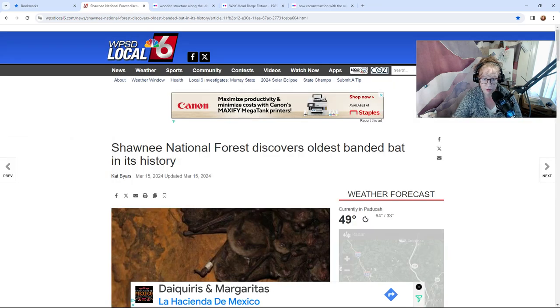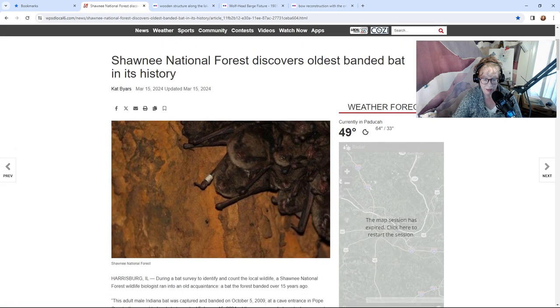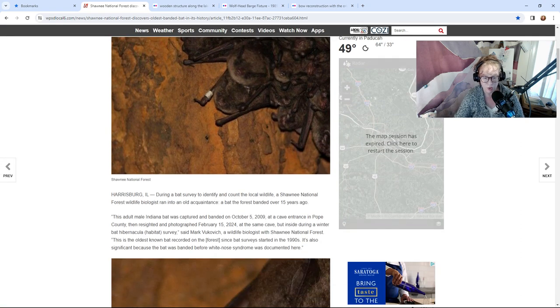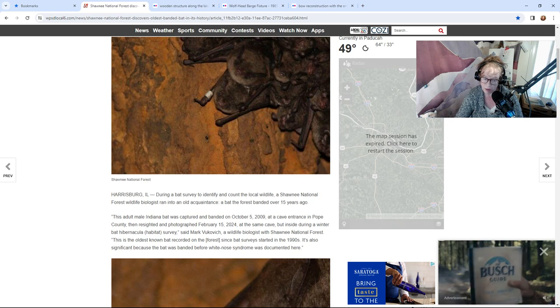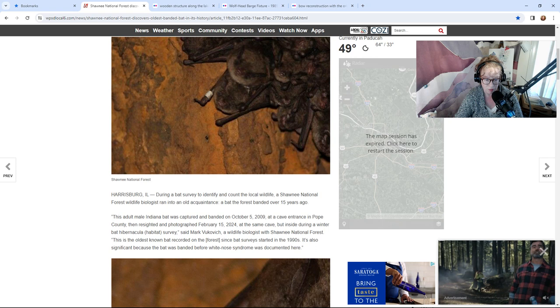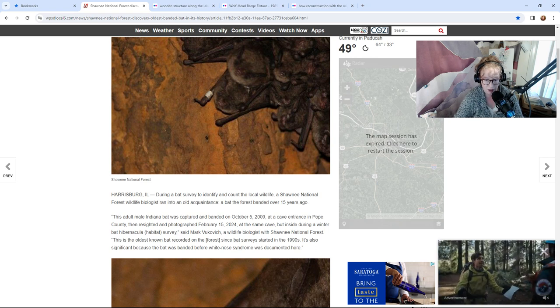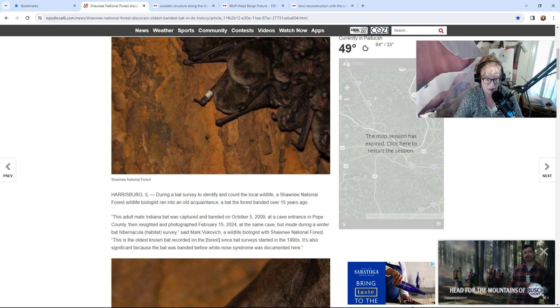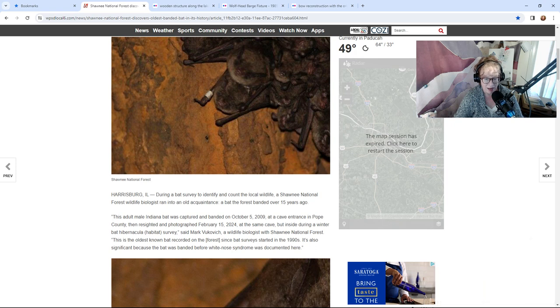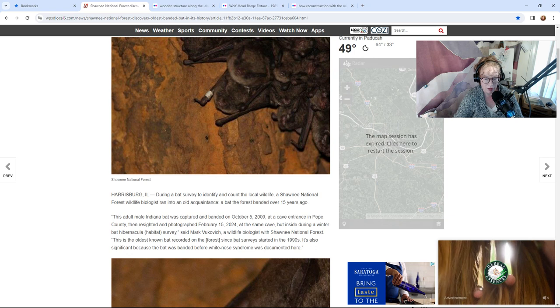Shawnee Forest discovers oldest banded bat in its history. This is a really cool story. During a bat survey to identify and count the wildlife, a Shawnee National Forest wildlife biologist ran into an old acquaintance, a bat the forest banded over 15 years ago. The adult male Indiana bat was captured and banded on October 5th, 2009 at a cave entrance in Pope County, then resighted and photographed February 15th, 2024 at the same cave but outside during a winter bat hibernacula survey.